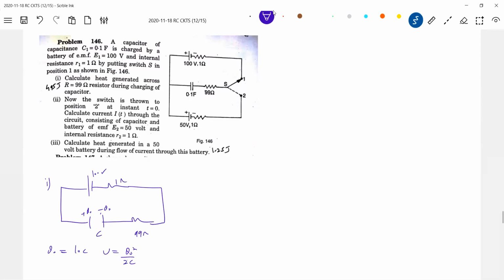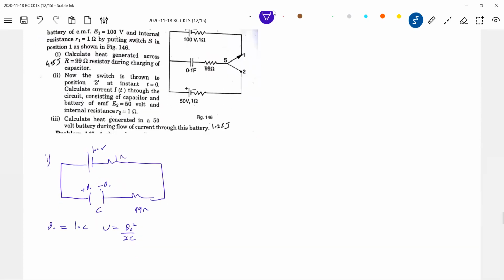The remaining will be taken by this, so therefore this is the heat generated. What is being asked? Calculate the heat generated in the 99 ohm. This should be equal to U, because this should also be equal to the heat, no?